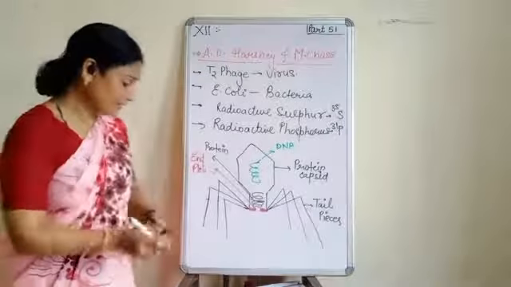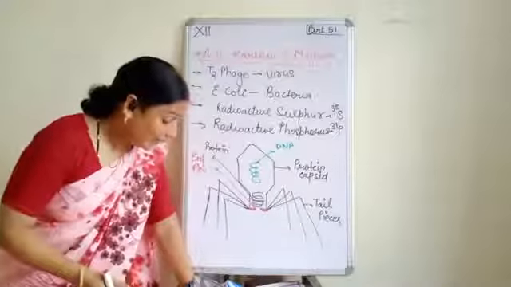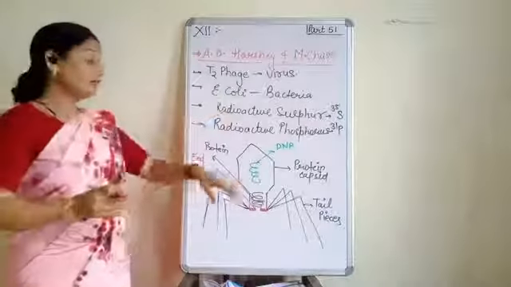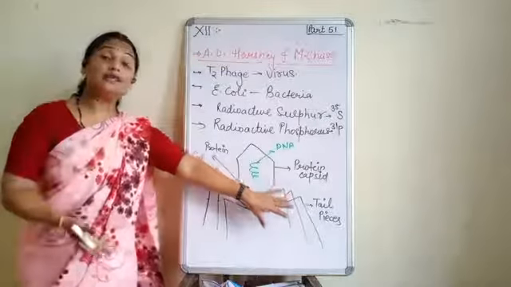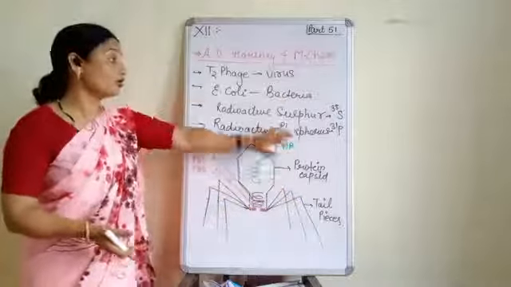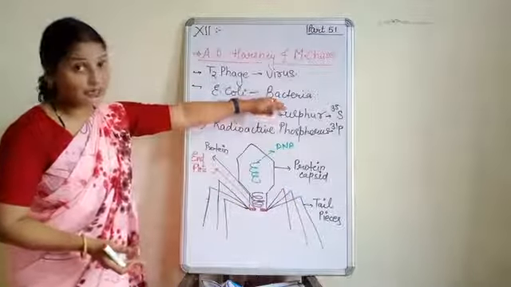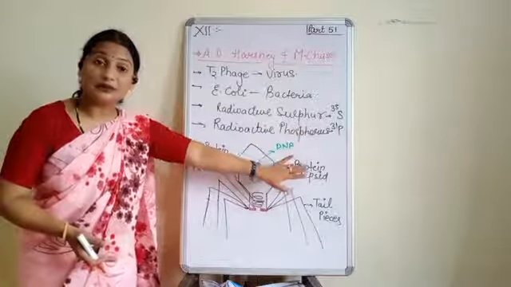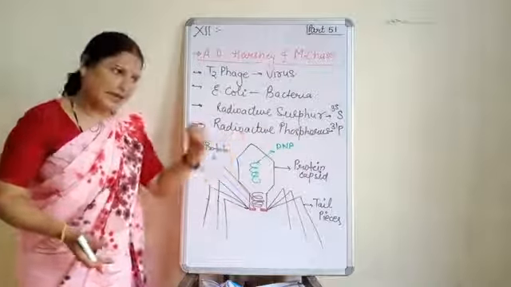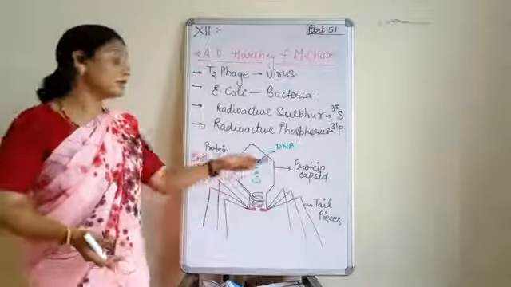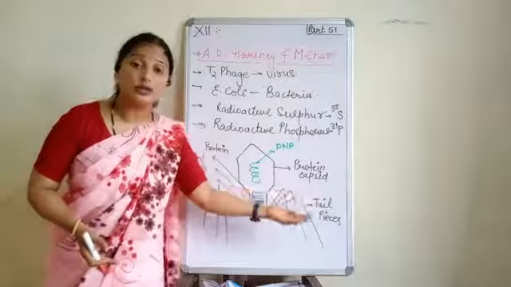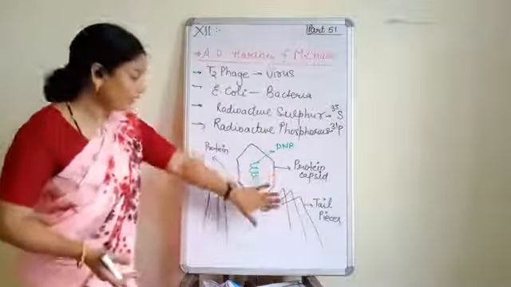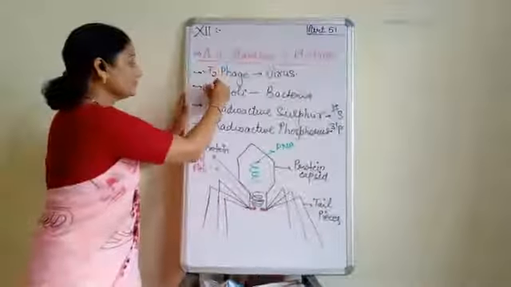Now, see. Why have they taken this E. coli? The reason is the virus always replicates inside the body of a bacteria. If there is no bacteria, viruses will not be able to replicate. Every time these viruses need a host body. This we have already studied in class 11. Now, two things are clear.